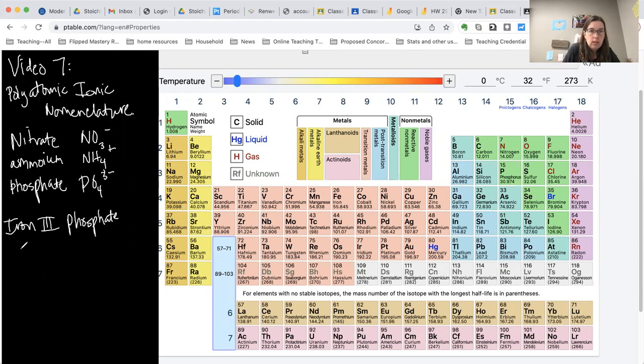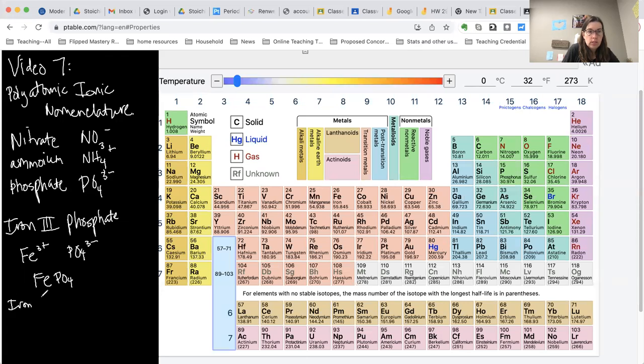So iron 3 is going to be Fe3 plus, phosphate is PO4 3 minus, and the plus 3 and minus 3 charges crisscross and cancel each other out. So that will be FePO4.